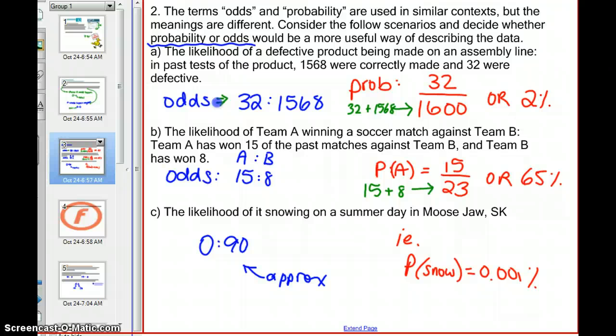C, the likelihood of it snowing on a summer day in Moose Jaw. So here the odds would be written as 0 to 90 if there's approximately 90 days of summer. And the probability of snow would be very, very close to 0. It wouldn't be exactly 0, but it would be very, very close. So here our probability could be written as 0.001%. You'd probably use percentage for this one because it's easier to write a very low percentage than it is to write a very low odd.